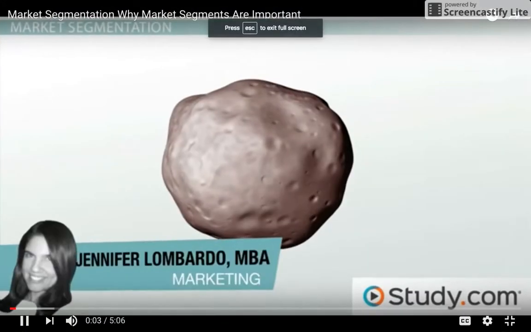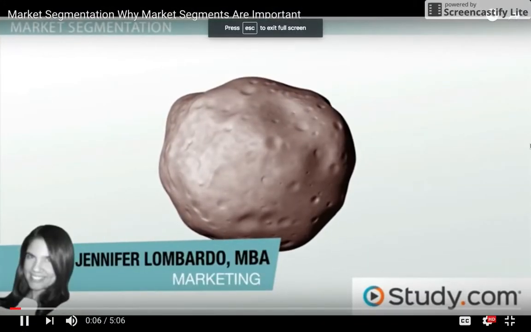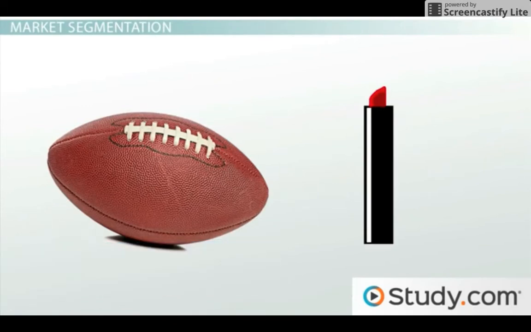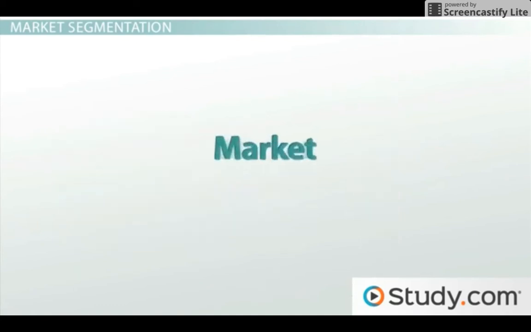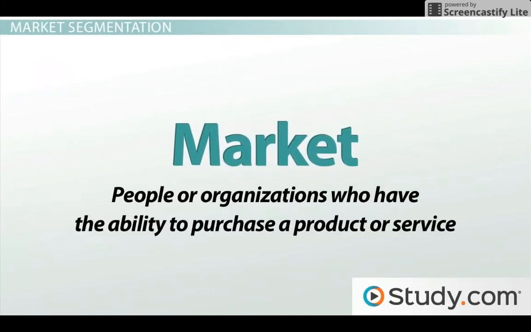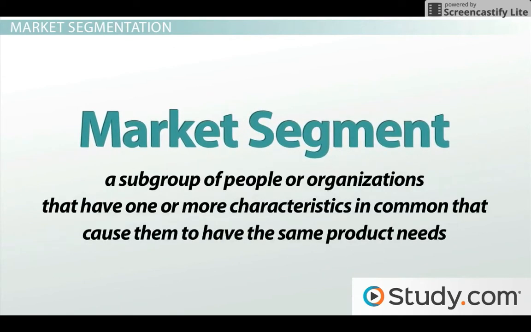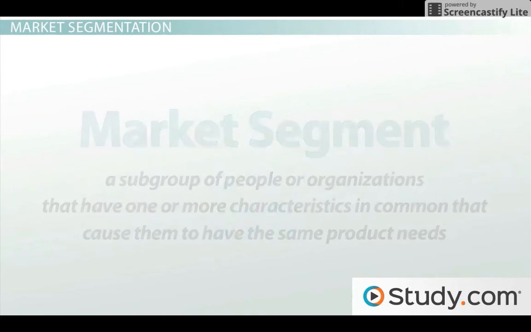Is the pet rock a perfect birthday gift for everyone? How about a football or lipstick? Products need to be tailored to a specific customer who makes up a target market. A market is people or organizations who have the ability to purchase a product or service. A market can be further broken down into segments. A market segment is a subgroup of people or organizations that have one or more characteristics in common that cause them to have the same product needs.